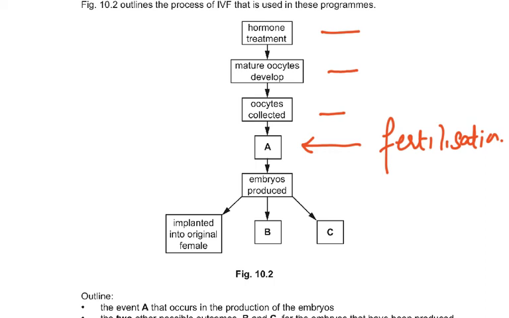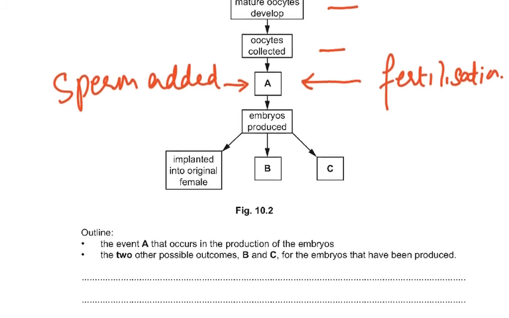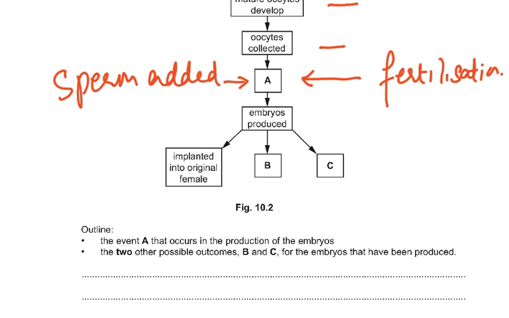So here what is done? Sperm or semen has been added. Or you could have said sperms added. You could have said that as well here. Then embryos produced, then implanted into original female, and then B, and then C. Outline the event A that occurs in the production of the embryos. So you could have said fertilization occurs or sperm added.